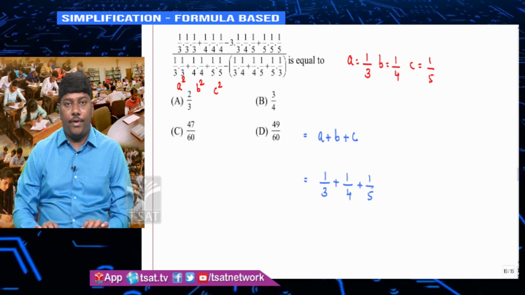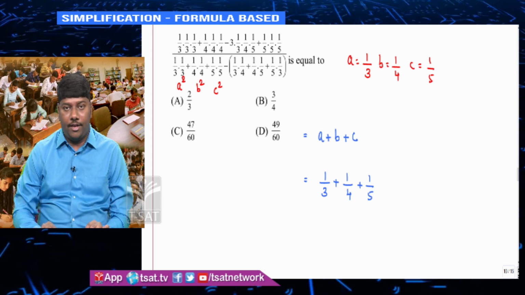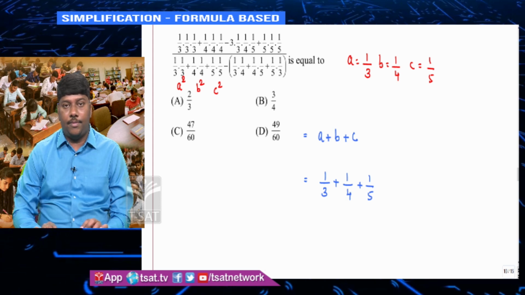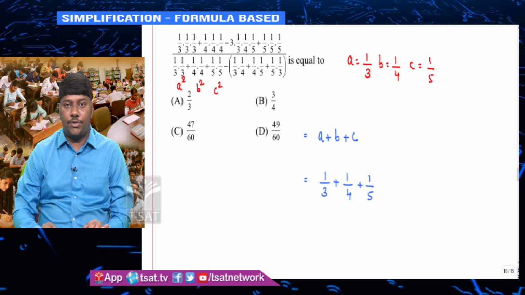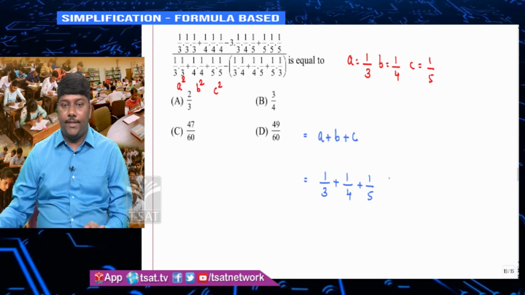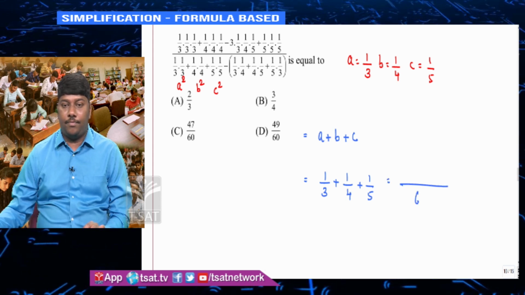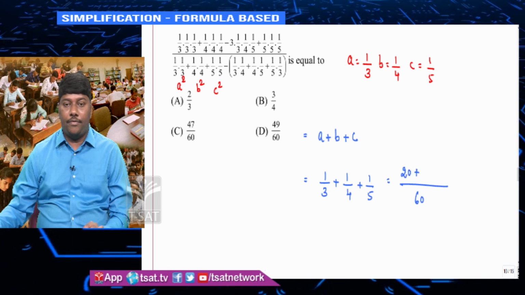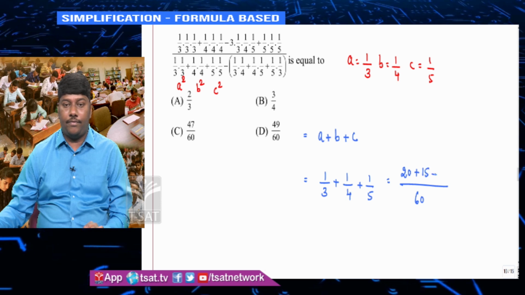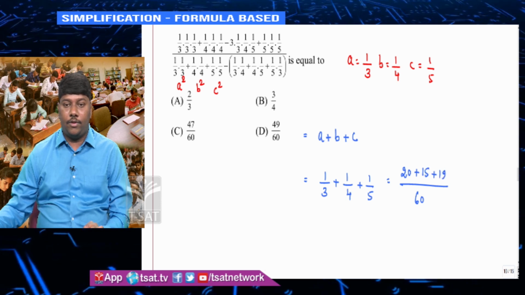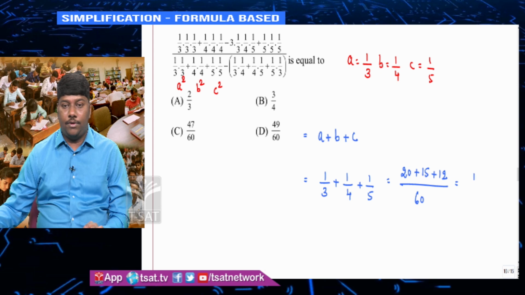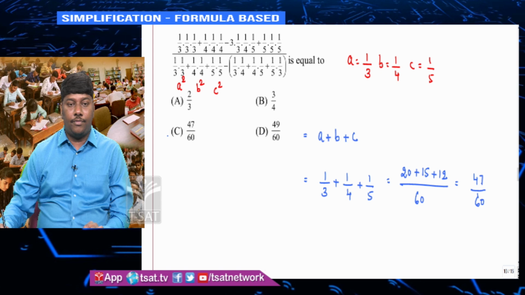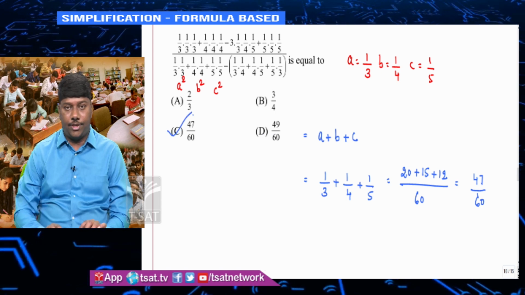It is in the form of A cube plus B cube plus C cube minus 3ABC divided by A square plus B square plus C square minus AB minus BC minus CA, which is equal to A plus B plus C. Take the LCM as 60. 4 into 5, 20, 3 20s are 60, 4 15s are 60, 5 12s are 60. Therefore, it's going to be 47 divided by 60. So, answer is 47 divided by 60.